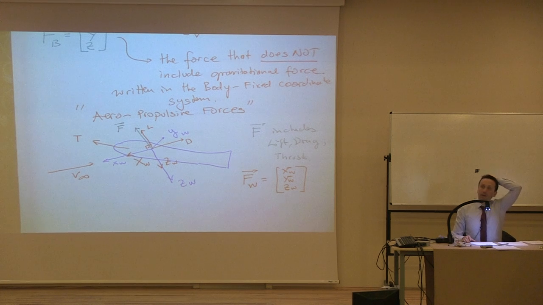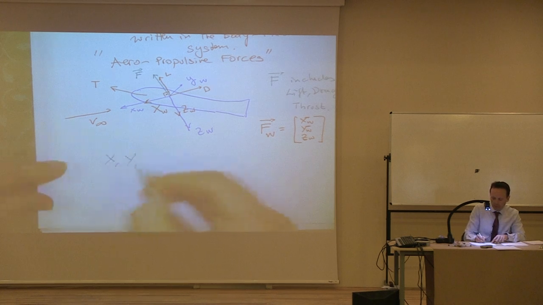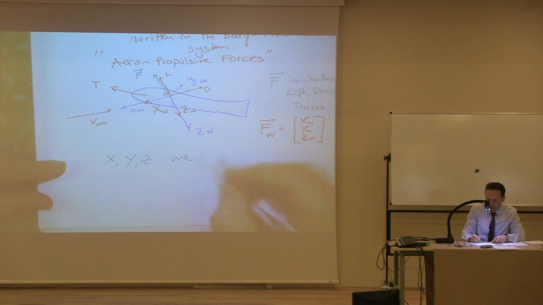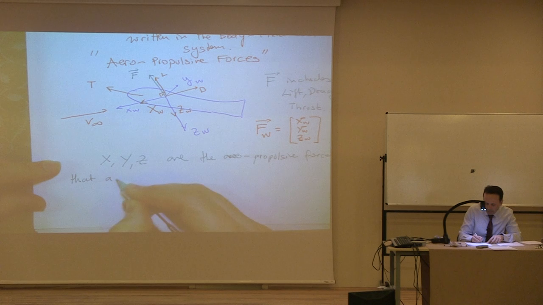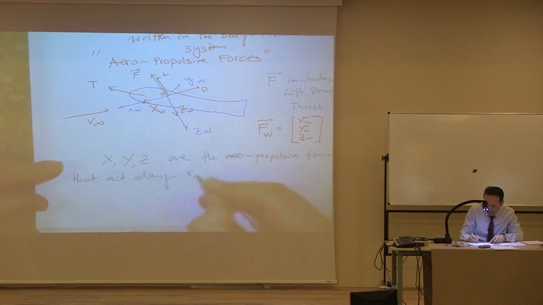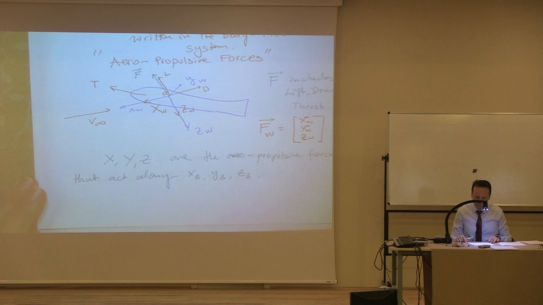Any questions? Do you understand this? So it is nothing special, really. We are writing the forces that act on the airplane in the body axis system. We call them X, Y, and Z. And lift, drag, and thrust are included in X, Y, and Z. And gravity is out. So X, Y, and Z are the aeropropulsive forces that act along XB, YB, and ZB. Basically, the three forces along the body axes.